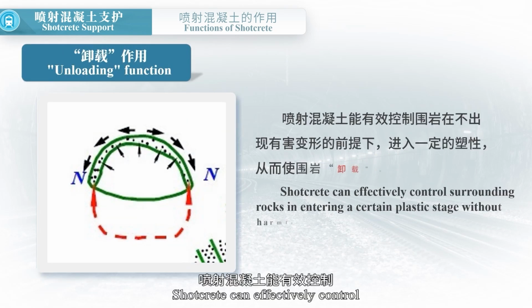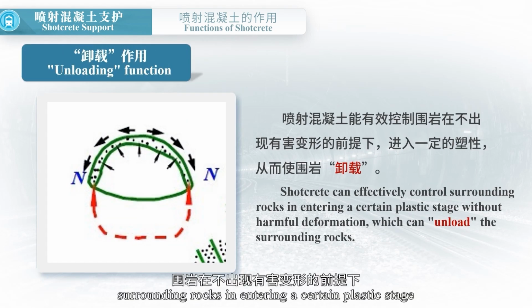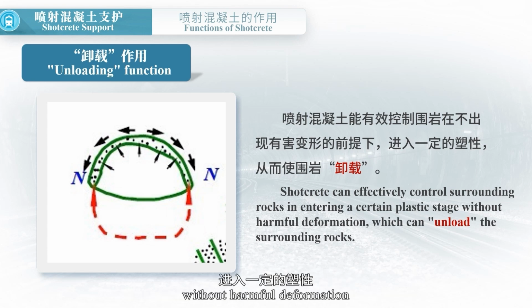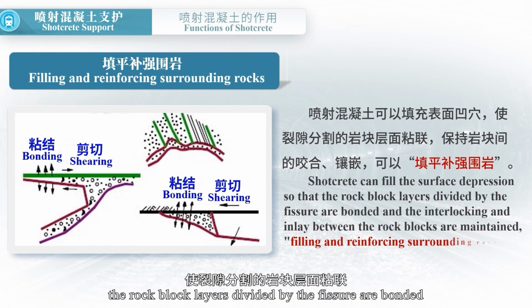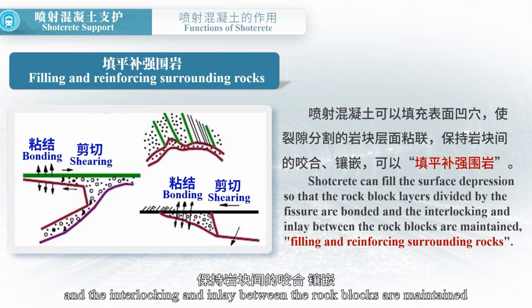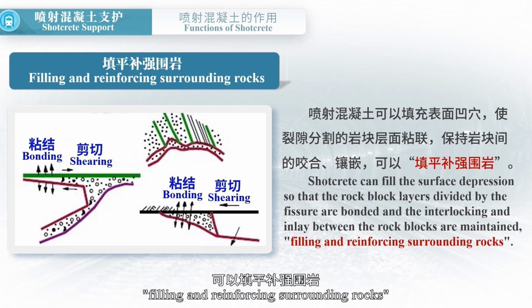Shotcrete can effectively control surrounding rocks in entering a certain plastic stage without harmful deformation, which can unload the surrounding rocks. Shotcrete can fill the surface depression so that the rock block layers divided by the fissure are bonded, and the interlocking and inlay between the rock blocks are maintained, filling and reinforcing surrounding rocks.